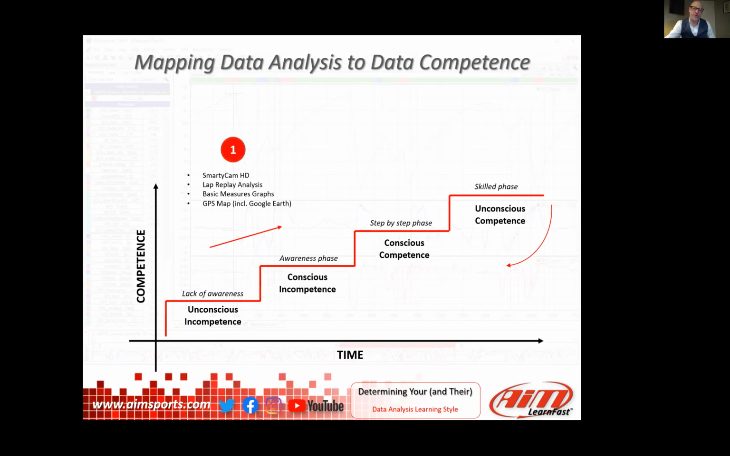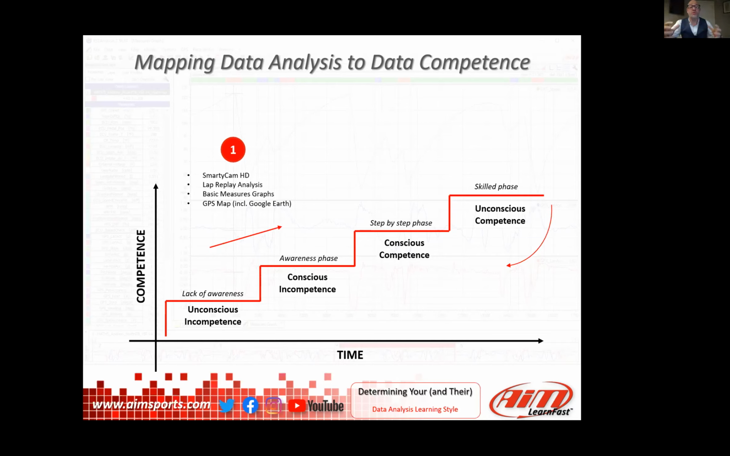So what I wanted to do was to demonstrate that I think there are 3 steps here in my experience as to getting people to move up this particular point. So the first, and you'd be interested to note that I've put SmartyCam right at the top. If you don't have a SmartyCam, the lap replay is absolutely fantastic for doing this as well, is that all of a sudden you can create a visual connection with the driver and the data.